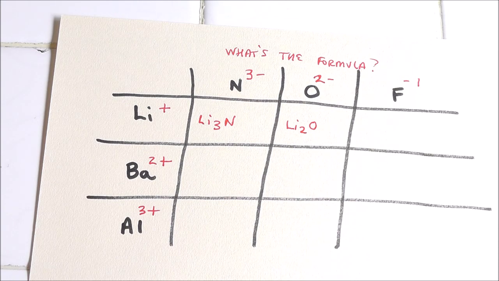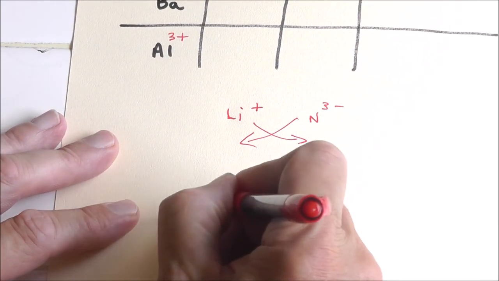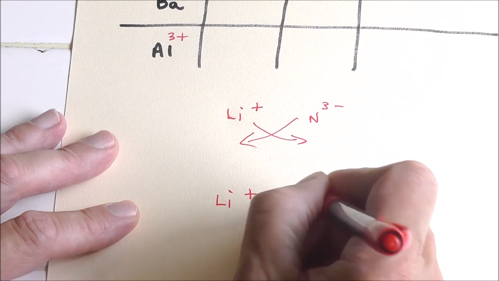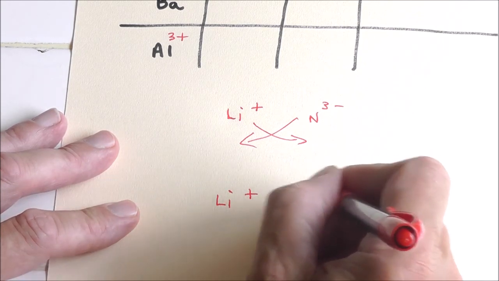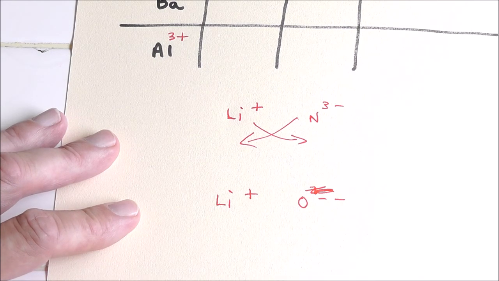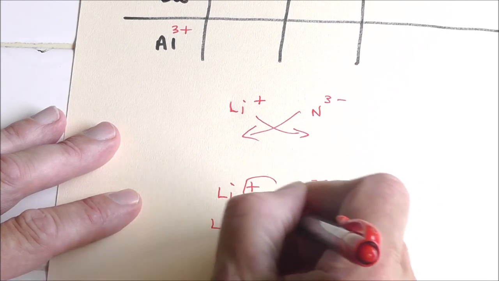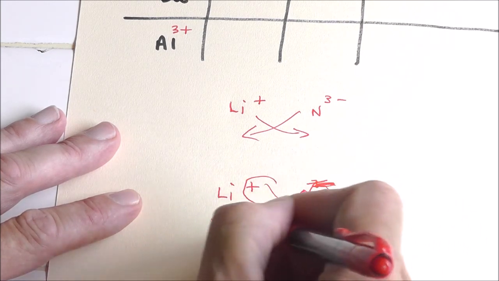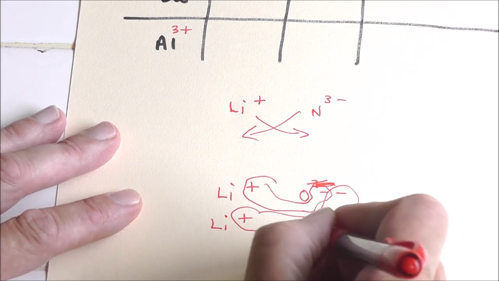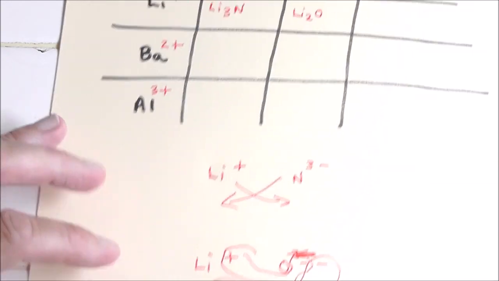I need an L. Here's one way to look at it, right? Maybe you like this way. Maybe you like this. Li plus, O2 minus. Let's not make it 2 minus. Let's make it minus and minus. That's the same thing as writing 2 minus. I need 2 lithiums to match a positive with a negative. This would be Li2O. All right?